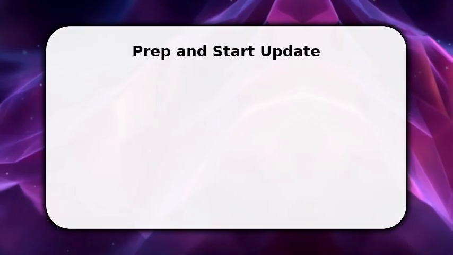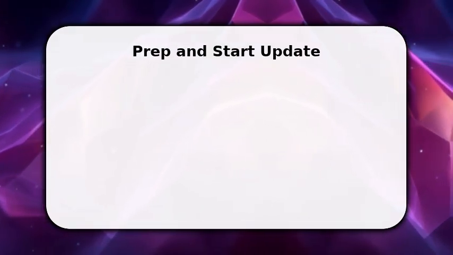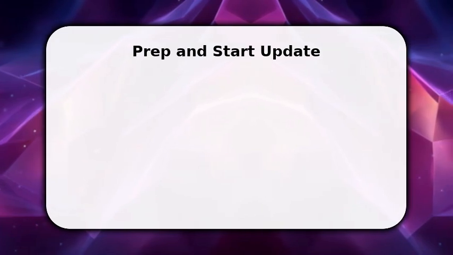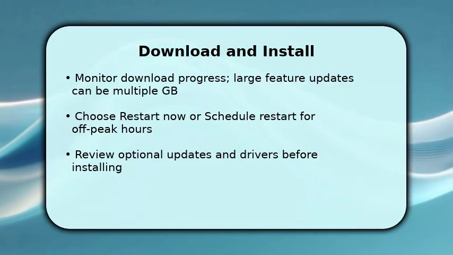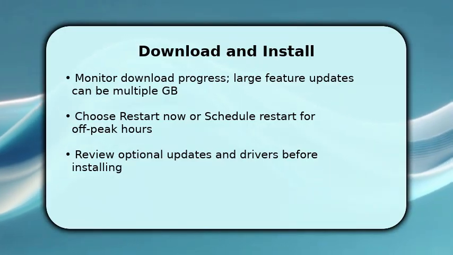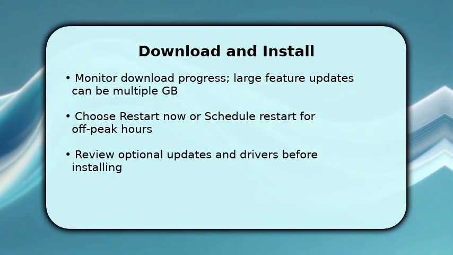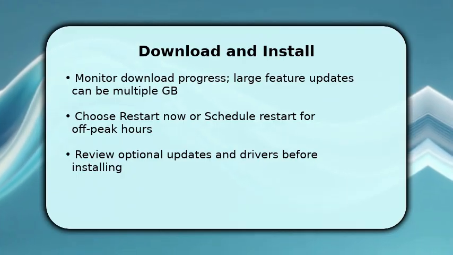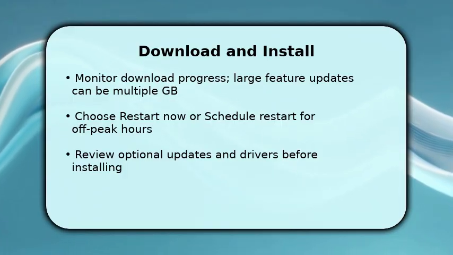Then open Settings, go to Update and Security, and click Check for Updates to start downloading the latest Windows 10 cumulative packages. You watch the download and let Windows gather files. Feature updates may be several gigabytes and take time. While downloading, review optional updates. Install critical drivers only if they match your hardware to prevent conflicts.